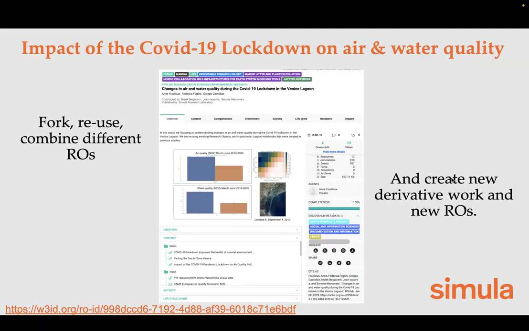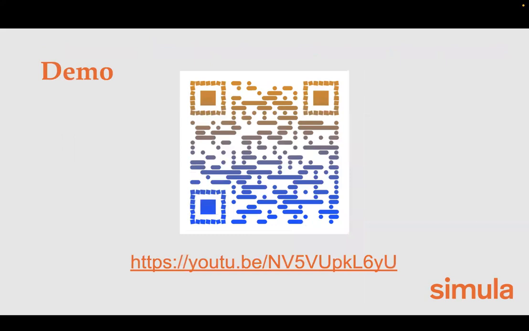So for instance, here we have done a study on the impact of the COVID-19 lockdown, but not only on the air quality, but also on the water quality. And for this, I worked with Federica and Giorgio, and we combined two research objects, and we created a new research object, so a new Jupyter notebook, where we could compare different species, both from the water quality point of view and the air quality point of view. And we created a new research object that we also deposited in ROHub. If you want to know more, you can check out the demo that you have the link here.